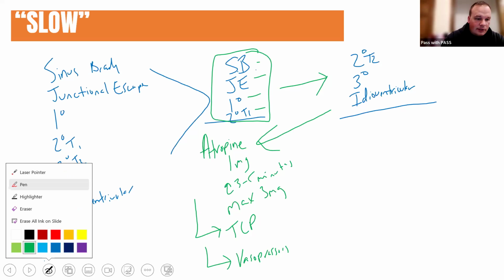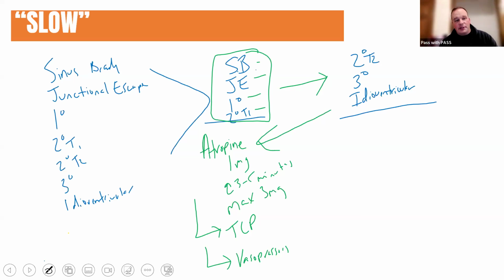Well, we're not going to do atropine on these patients. Is it wrong to do atropine on these patients? No, it's not wrong. Some of these patients might respond to atropine, but the majority of them probably won't.